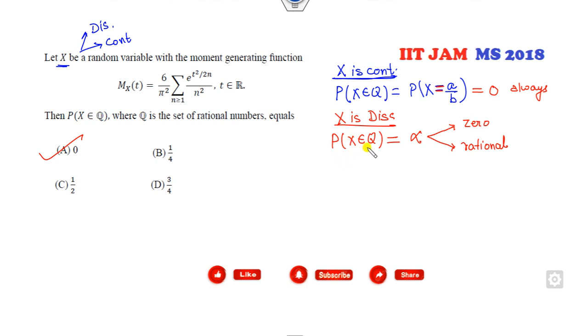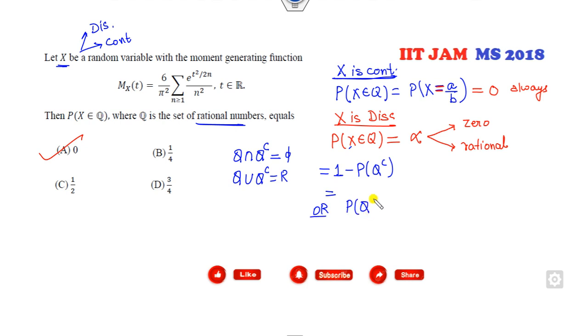Fine. Now, how can you find the probability of the rational numbers? We all know the intersection of the rationals and its complement is always phi, and the union of them is always R. So I can find the probability of Q as 1 minus the probability of Q complement. Fine. So what is the Q complement probability? Can you find the Q complement probability? Or you can see I can find the probability of the Q complement.